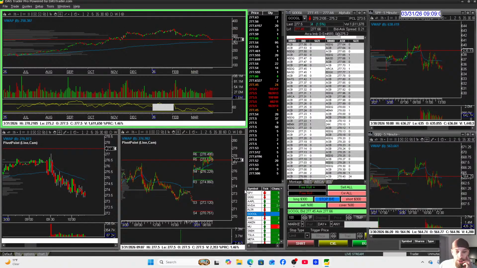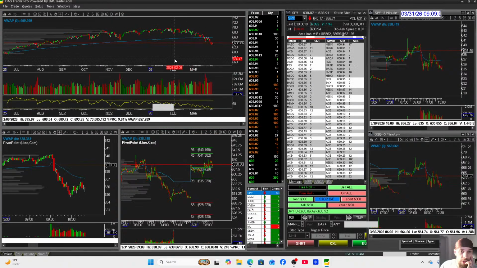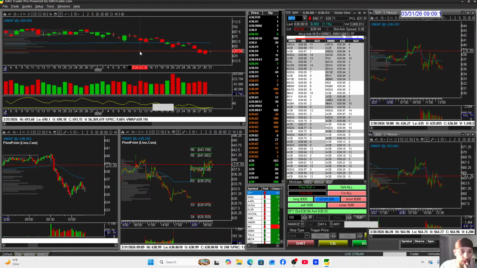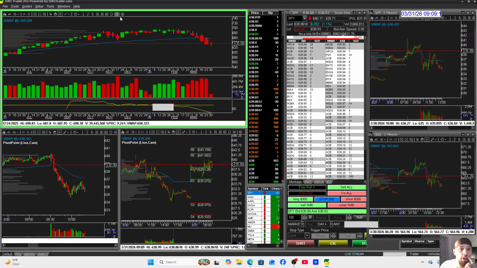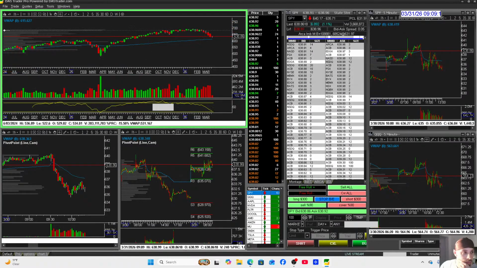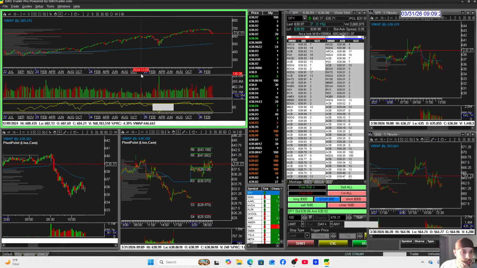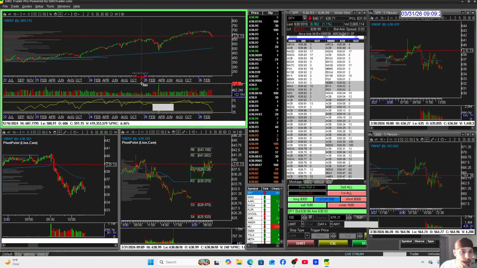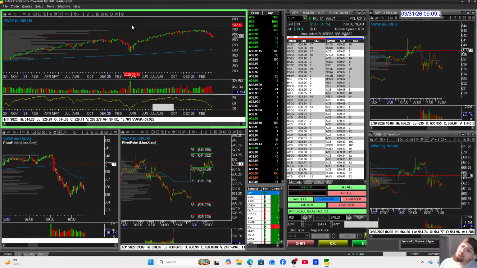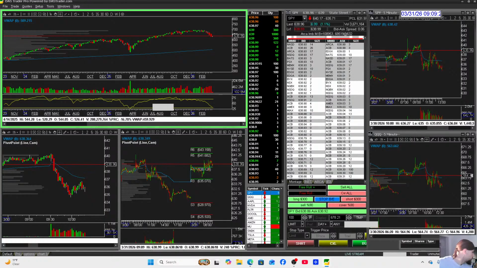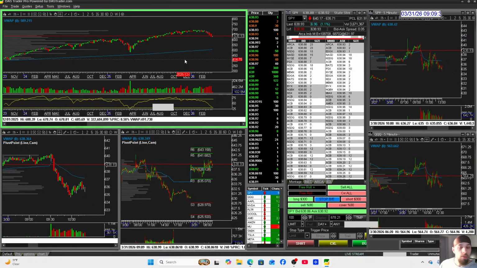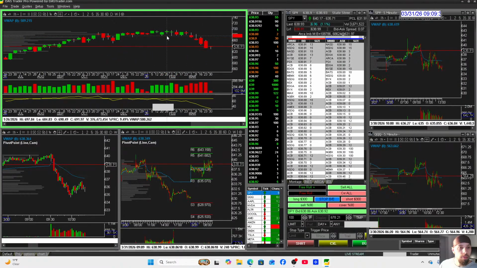draw some lines here. SPY and Qs. SPY and Qs is slightly green. And the market's slowly just been grinding downwards. Bring this down a little bit. That's better. Alright, so marking levels here, SPY and Qs.